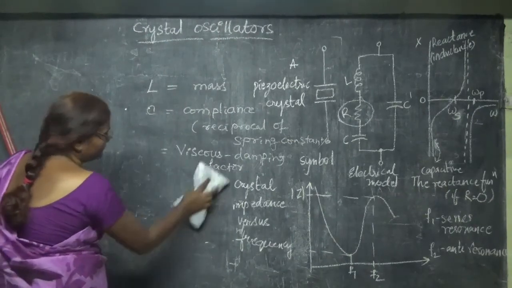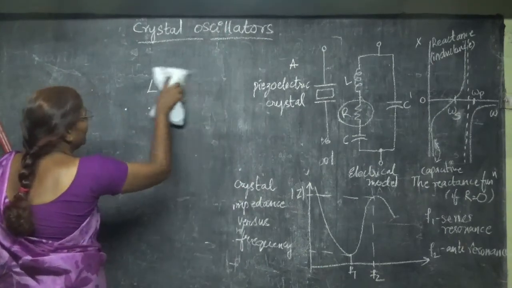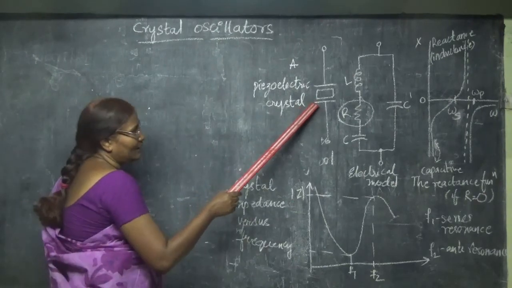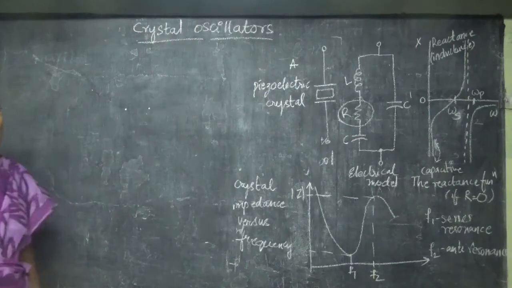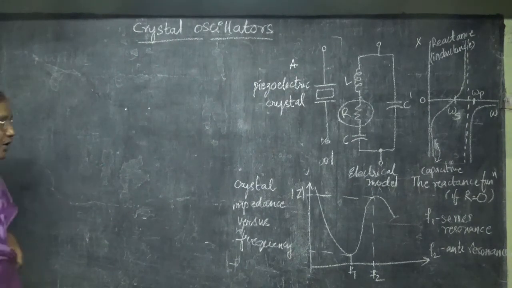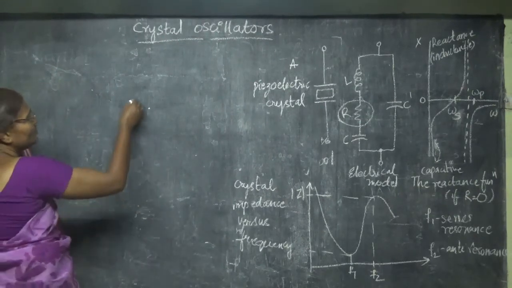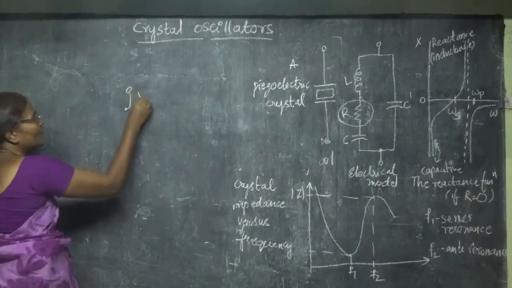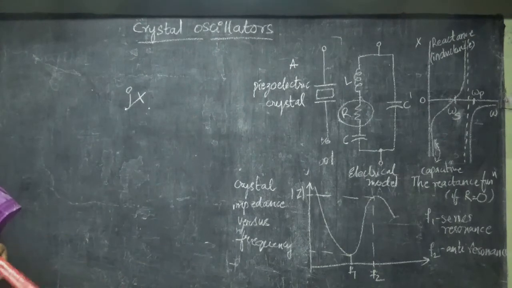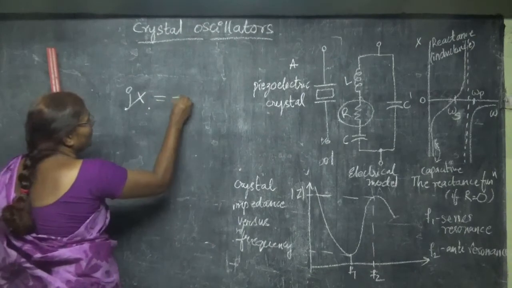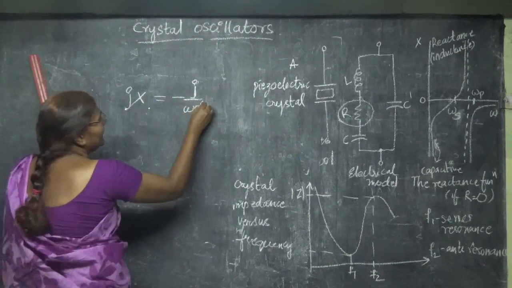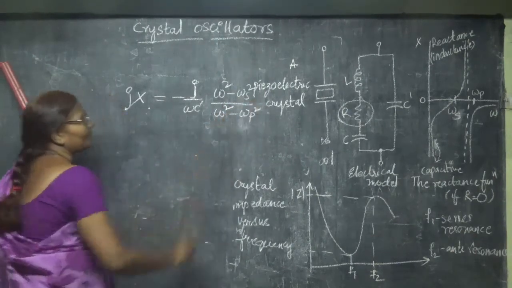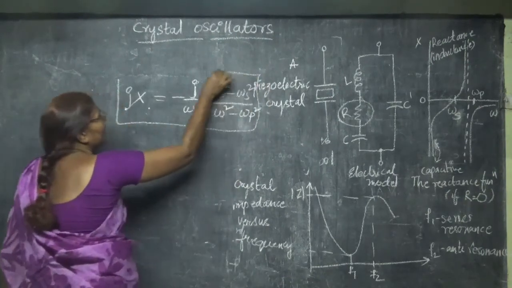Now, what is the procedure? We know that when you apply a varying voltage to this crystal, we get the oscillations of the crystal, and this is the frequency produced by the crystal oscillator. Now suppose I assume that this circuit has only a reactance. I don't know whether it is an inductive reactance or a capacitive reactance. jX is equal to minus j by omega C dash times (omega square minus omega S square) by (omega square minus omega P square). So this is my reactance for the crystal oscillator.